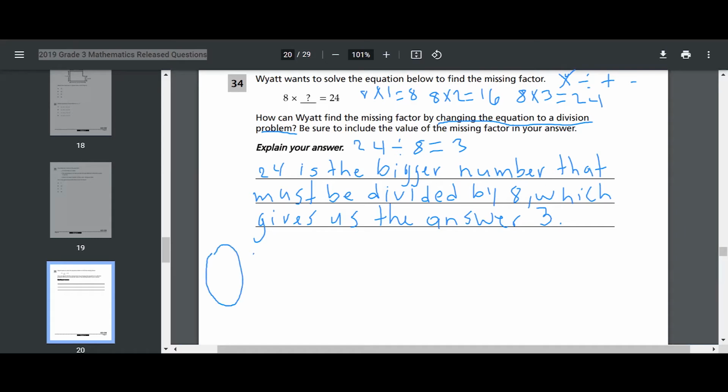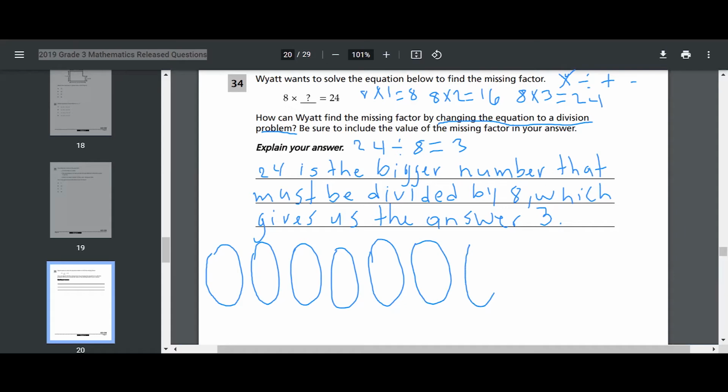1, 2, 3, 4, 5, 6, 7, 8. So I have my 8 circles.